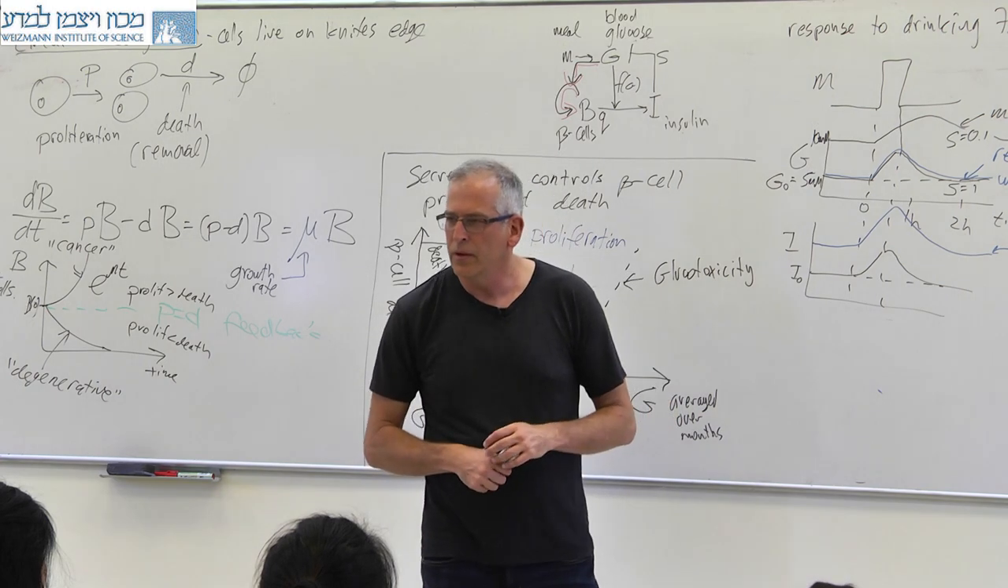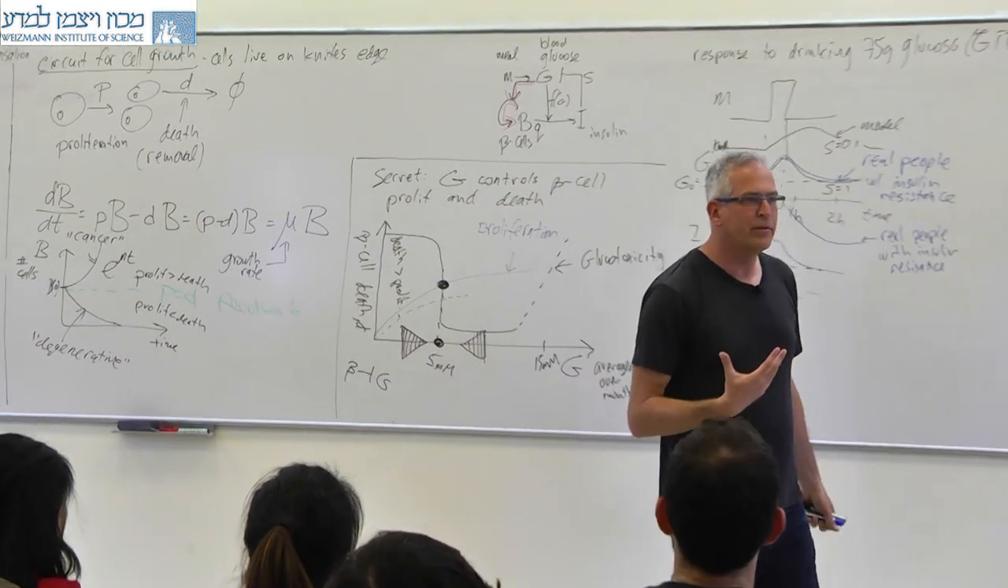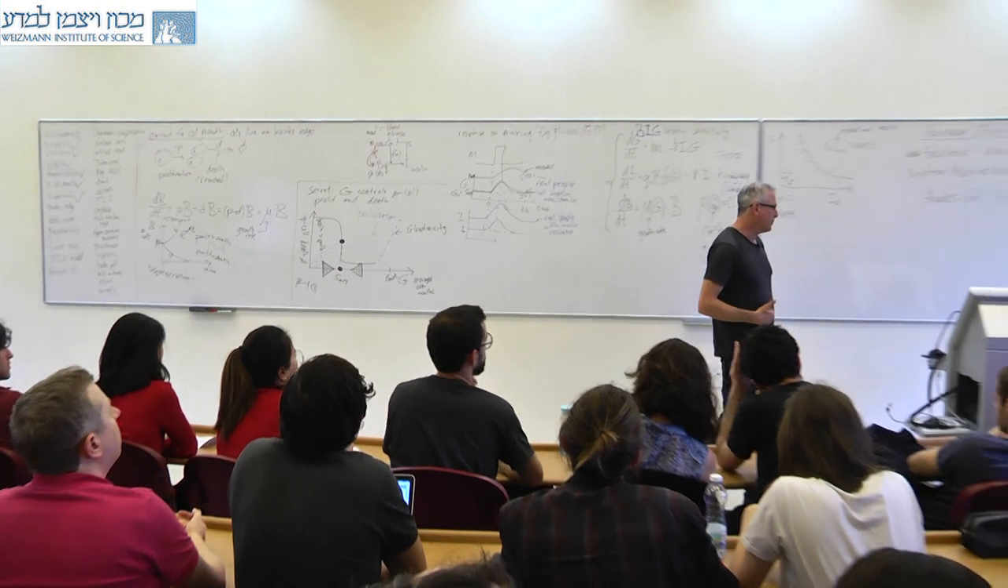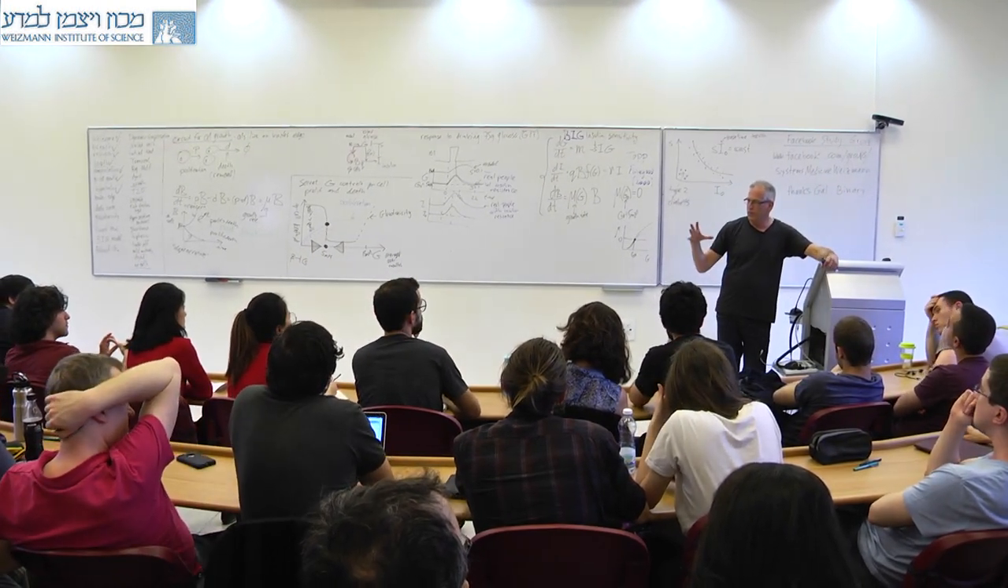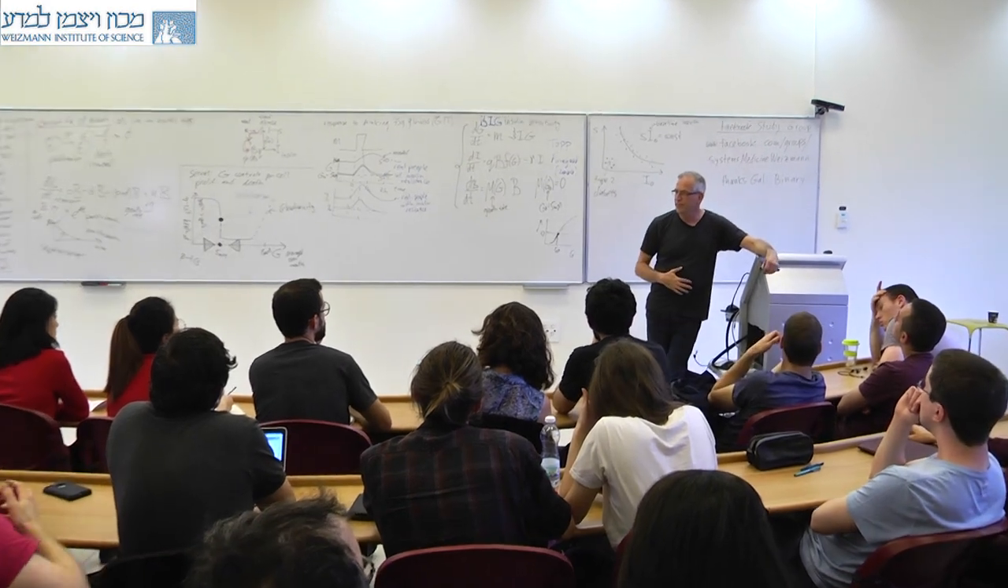What's the question? How do you experimentally measure the number of beta cells? The best data is from autopsies, or you see more or less by looking.